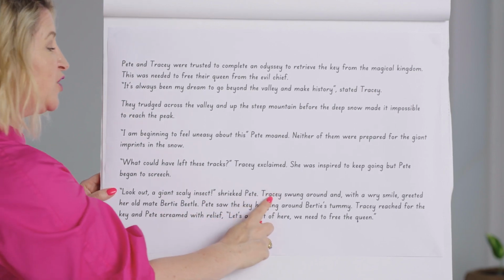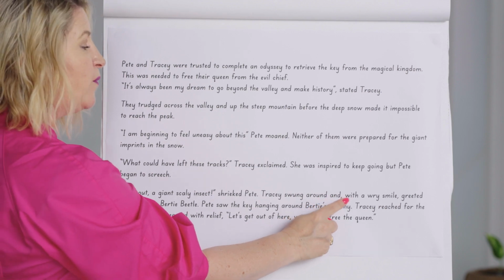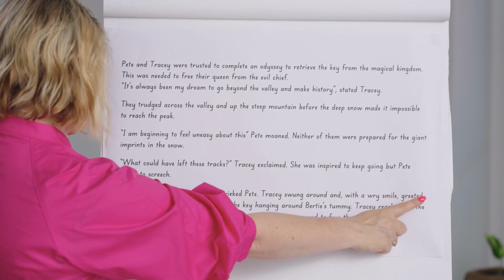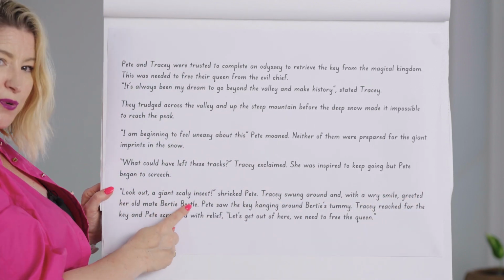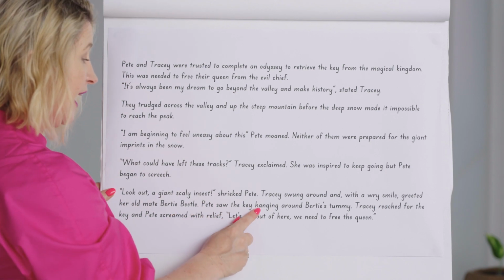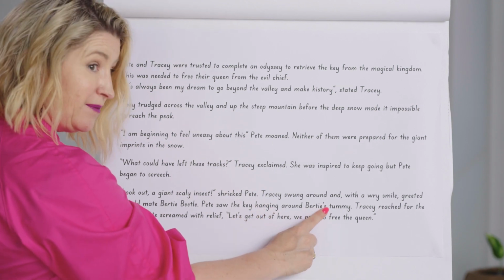Good job. Tracy swung around and with a wry smile greeted her old mate Bertie Beetle. Pete saw the key hanging around Bertie's tummy.